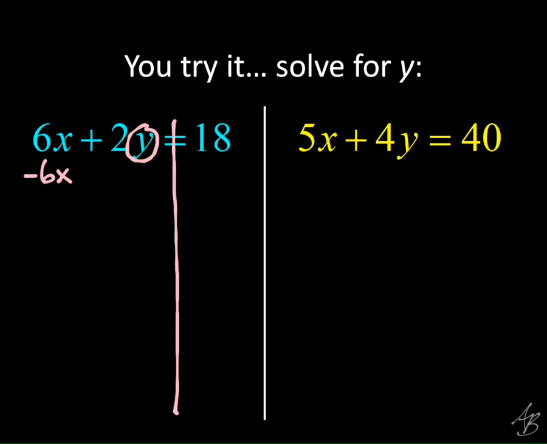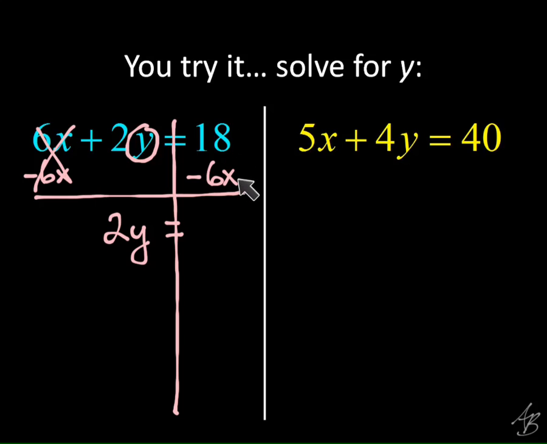All right, so the 6x is a term that we want to get rid of, and since it's a positive 6x, to get rid of it, we subtract 6x. So we're going to subtract 6x on both sides. On the left side, those 6x's are going to do what? They're going to cancel each other out. So all we have left over there is the 2y. On the right side, we have the 18 minus 6x.